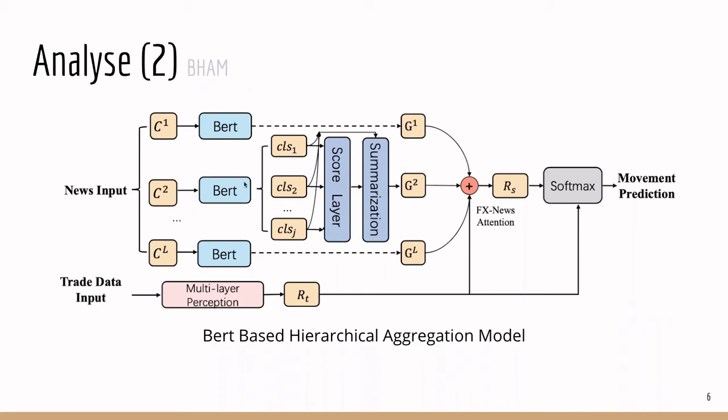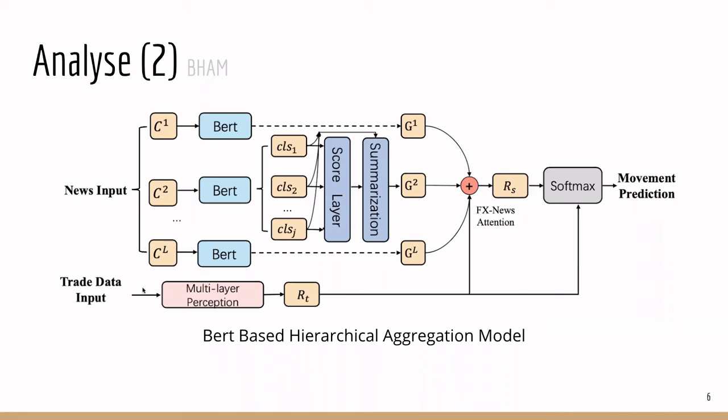Once we have the translation of the news into values, we can use the CLS, so the embeddings of the news, to measure a score, which is done here in the score layer. After this score layer, we can do summarization. We keep only the K best news to represent the category. So at the end of all this process, we have G1, G2, up to GL, that each have K news, the best representation of each category.